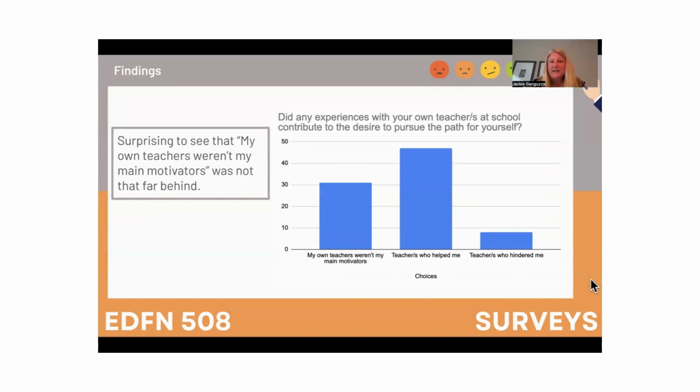So this question: did any experiences with your own teachers at school contribute to taking the teaching path yourself? We were actually surprised at some of the results. When you look at this, you're seeing that a little over 30% are saying that their own teachers weren't their sole motivators, as compared to almost 50% who had teachers who had helped them in the past.